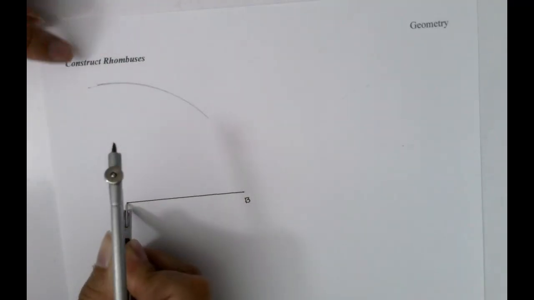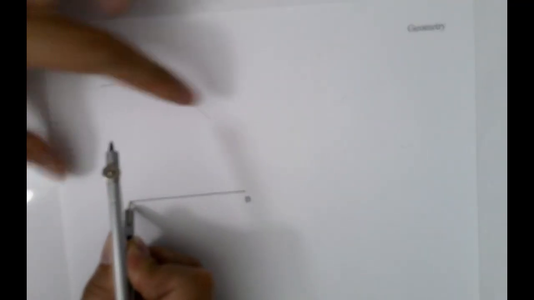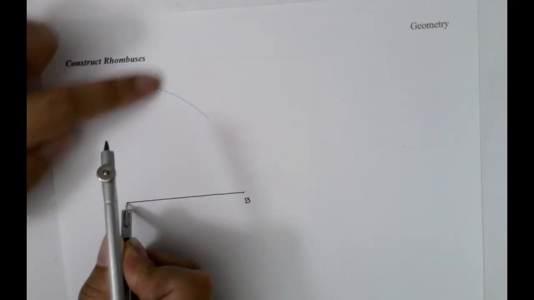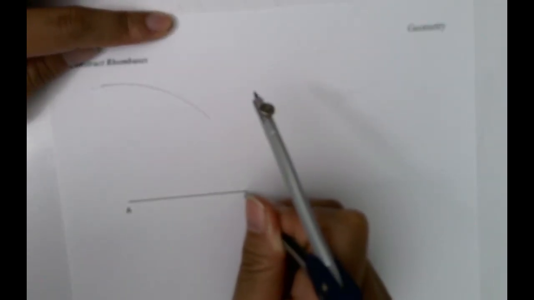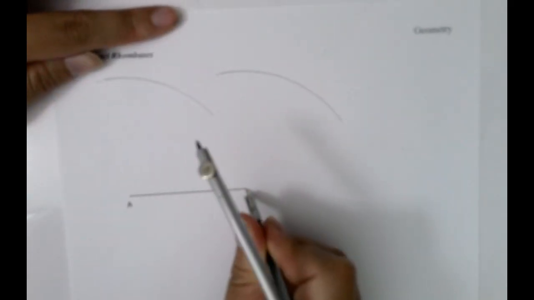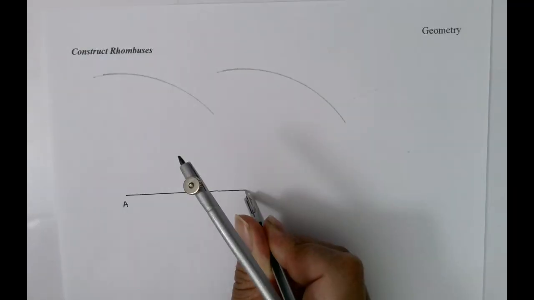All of these points are the same distance away from A. They are this length away from A, all of these points. I'm going to do the same thing for B. From B, leaving my compass the same, I make that mark. And what this means is all of these points are the same distance from B.